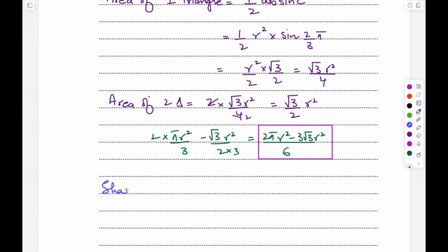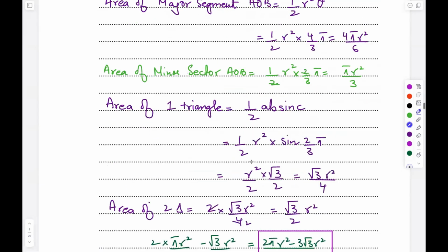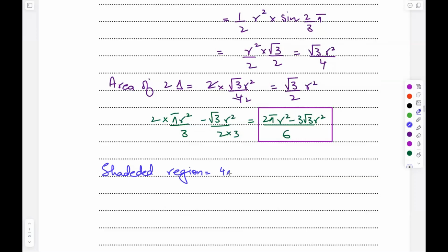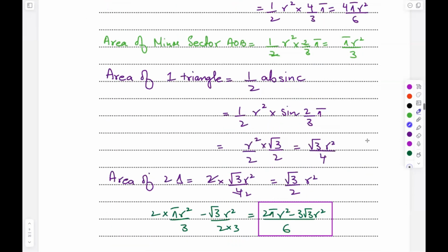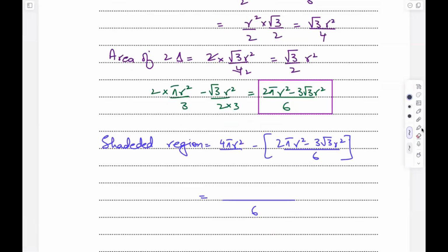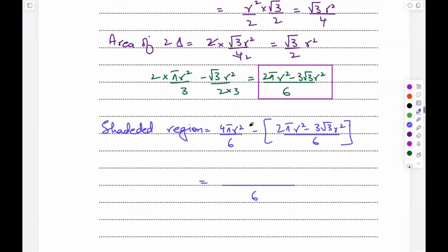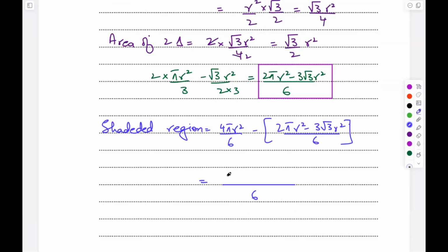So the shaded region will be equal to 4 pi r squared upon 6, and we'll subtract from it 2 pi r squared minus 3 root 3 r squared upon 6. Taking the LCM over here, the LCM will be 6. So 4 pi r squared minus 2 pi r squared, so that will become 2 pi r squared, and minus minus will make it a positive, so this will become plus 3 root 3 r squared.